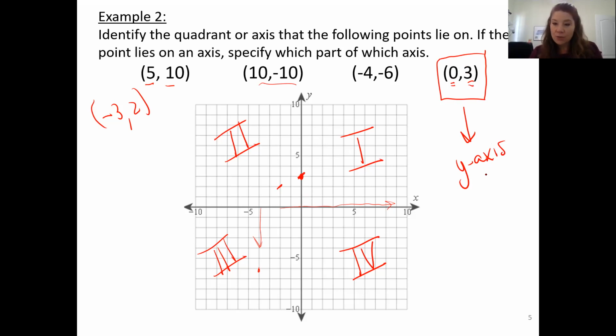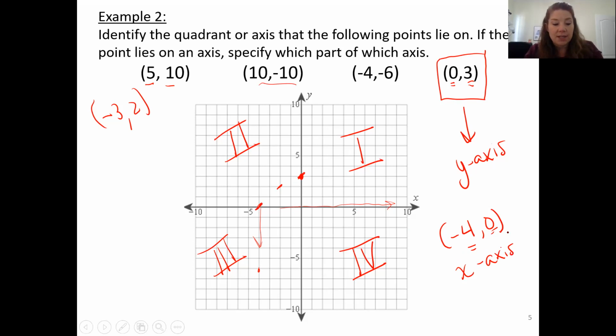So can you think of an ordered pair that would put you on the x-axis? What about if we did -4, 0? All right, so what does the first number tell us to do? Right or left? So we would go left 4 from the origin, and then the second number says don't go up or down. So from the origin, left 4, so we find ourselves on the x-axis, okay?